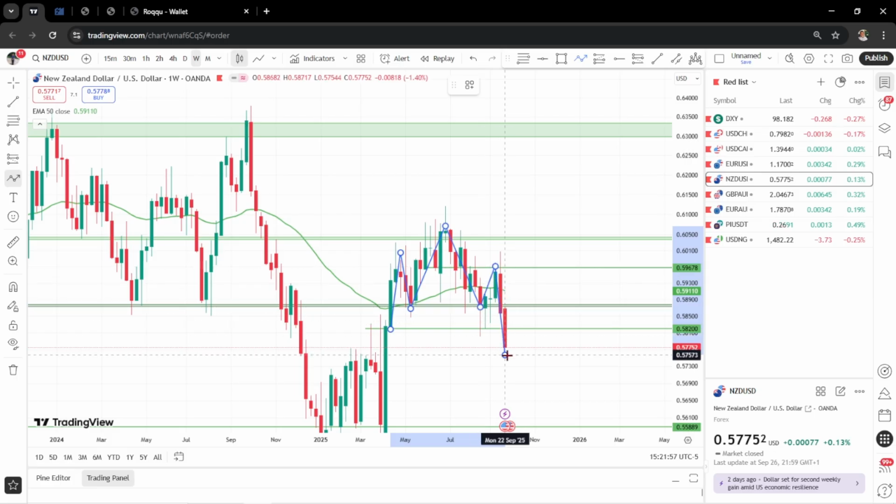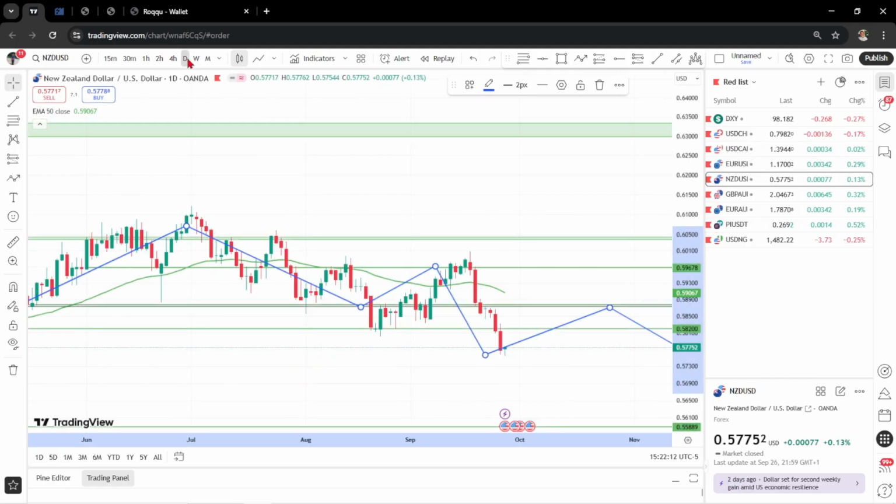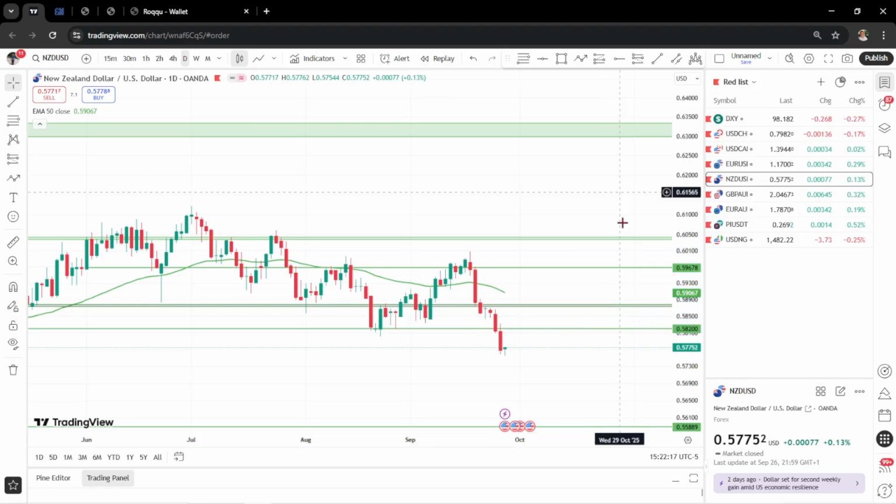So you guys can see what's really happening here. So I want the market to come back to this level, then drop. So on NZDUSD, I am bearish as long as we can retrace back to this level. So let me go to the daily time frame. Let's see what's really happening. Just waiting for the market to come back to this level.